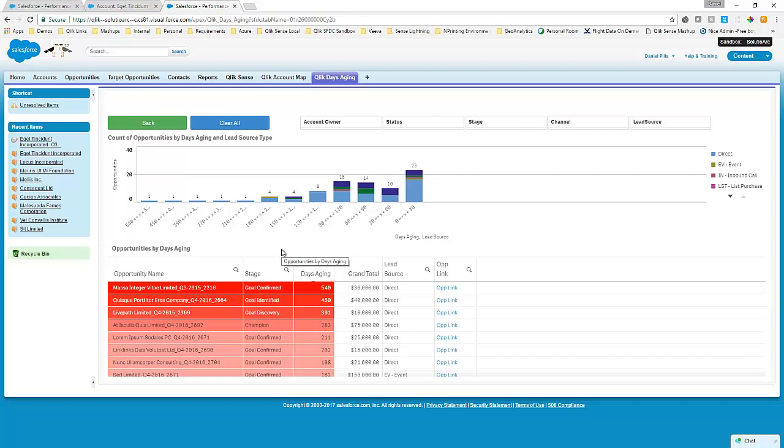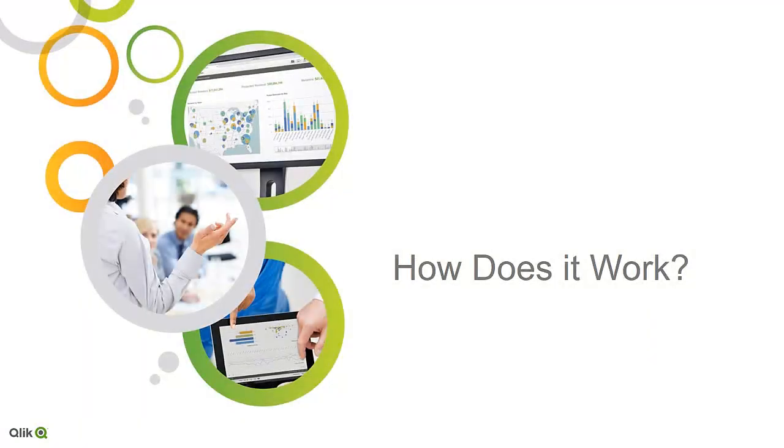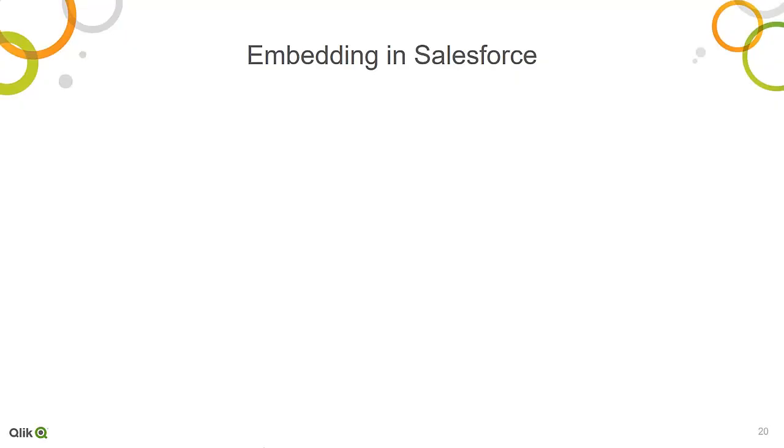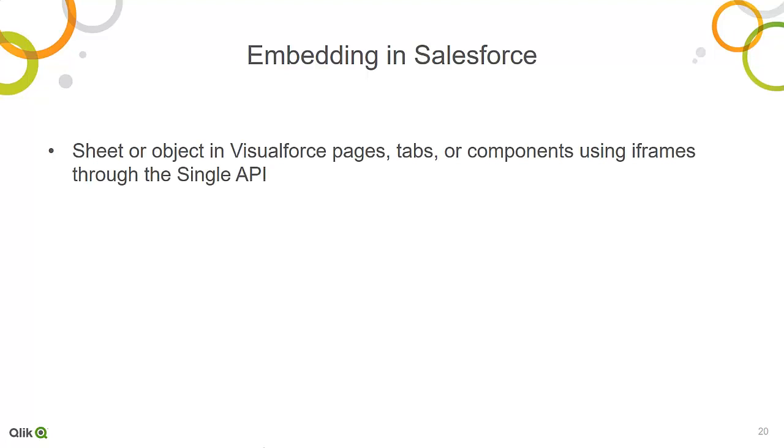And we will then go back to the presentation and explore how this is actually done. So now that you've all seen a demo, let's explore how it works. Embedding visualizations inside of Salesforce is as simple as a single line of code through Qlik's Single Configurator found in the Dev Hub. The Single API is a URL-based API that allows you to target specific objects or sheets and can control interaction, selections, and more.